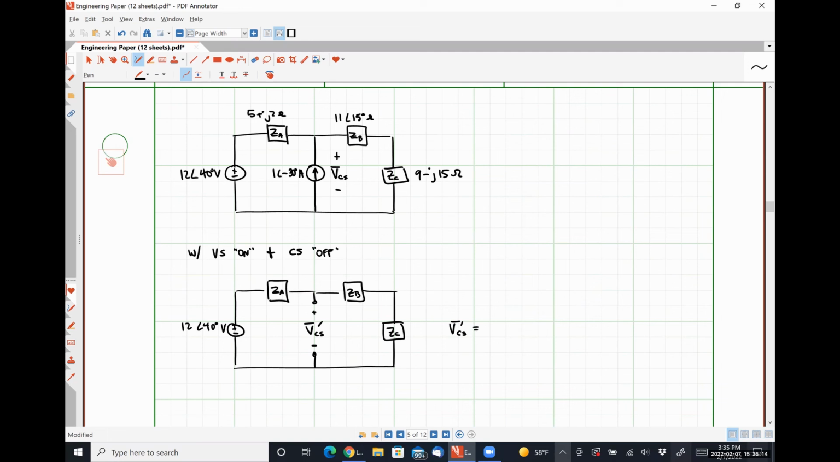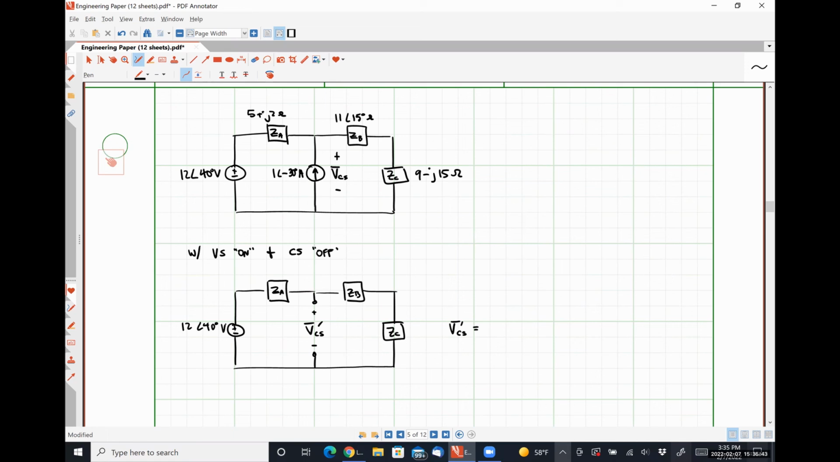KCL wouldn't give us a whole lot of information. KVL is a possibility, but I would argue, if we did KVL around that loop, we could find the current flowing in the loop and then multiply that current by ZB plus ZC to get the voltage drop. That's absolutely one way we could do it using effectively just KVL and Ohm's law, but I would like to be slightly lazier. Voltage division.